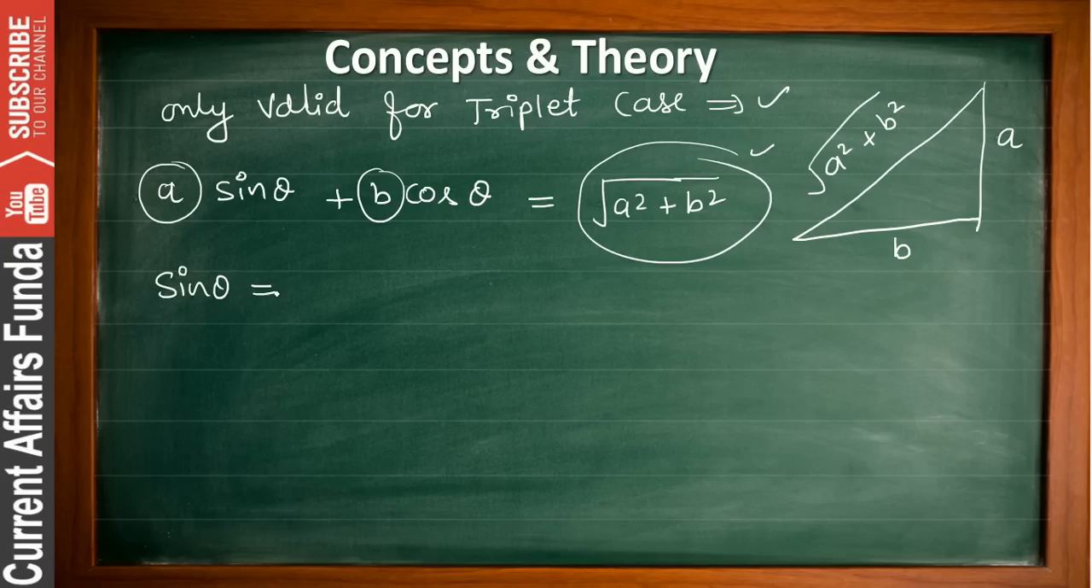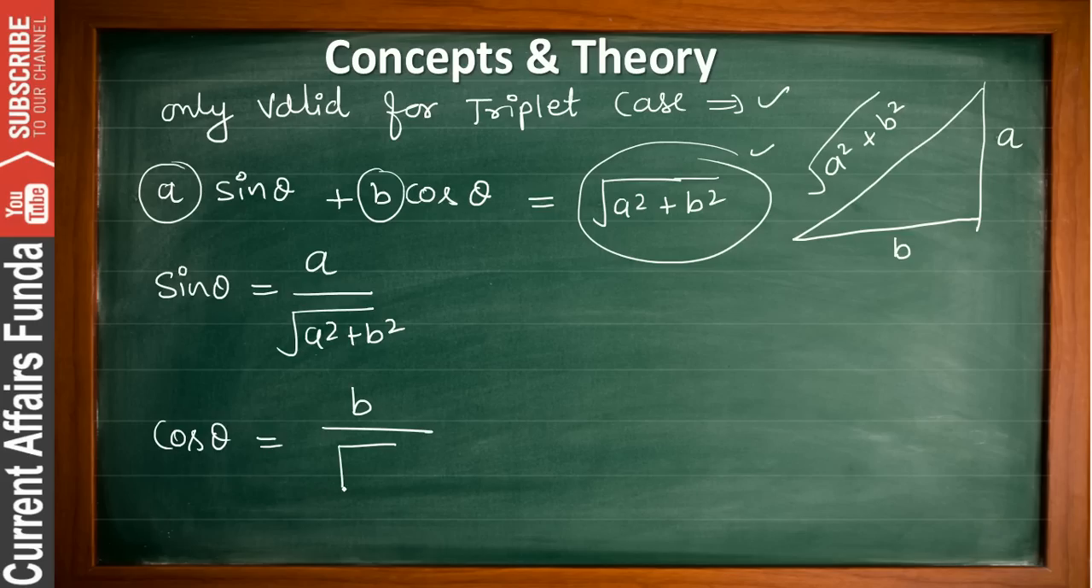So the value of sin theta will be the coefficient of sin theta, that is A here, A divided by under root A square plus B square. This one will be the value of sin theta, and what will be the value of cos theta? It will be the coefficient of cos, that is B here, so B divided by this one. This one will be the value of cos theta.